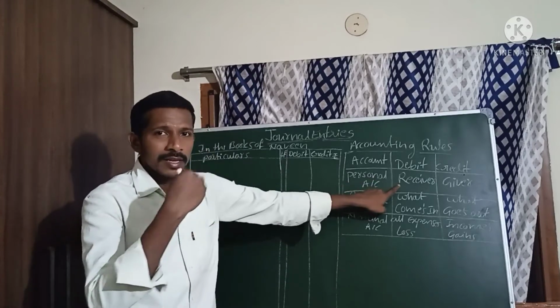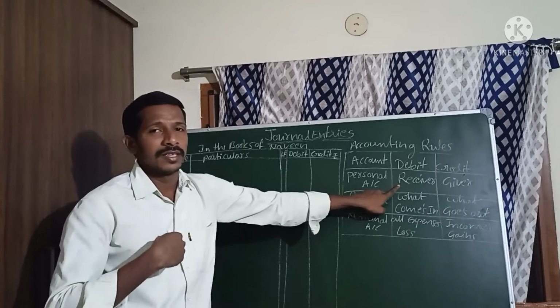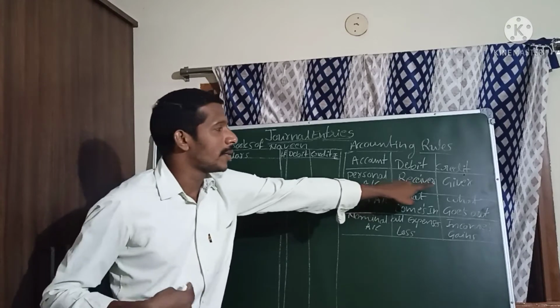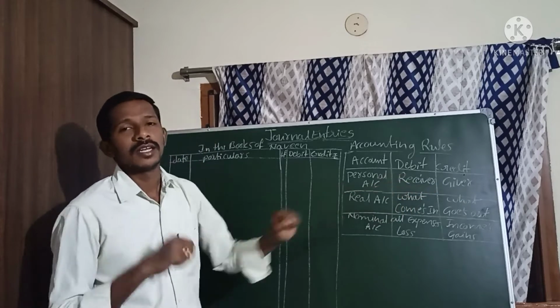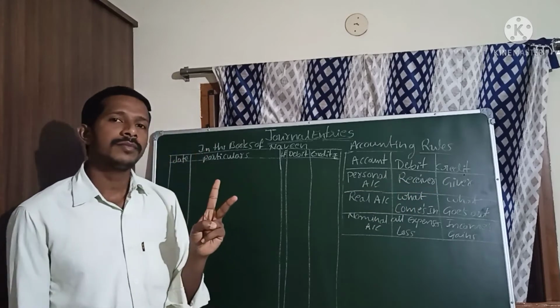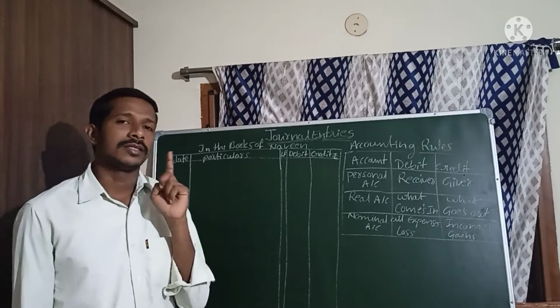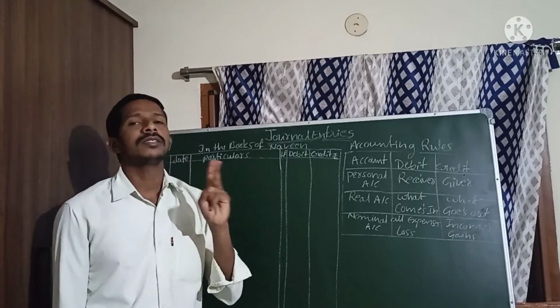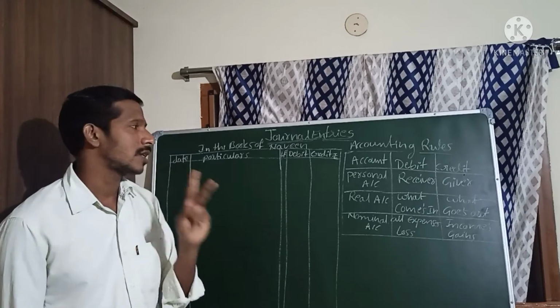In this personal account, there are two aspects: debit aspect, credit aspect. The person who is receiving is debit. The person who is giving is credit. Two persons are there, one is receiver, second one is giver. Receiver is debit, giver is credit.